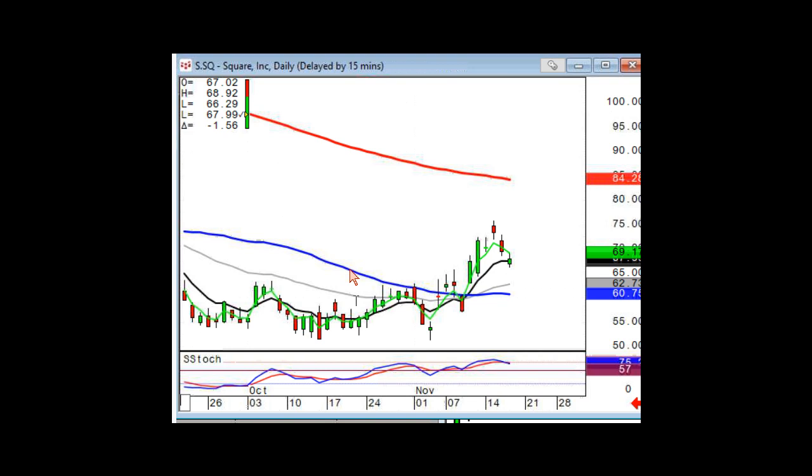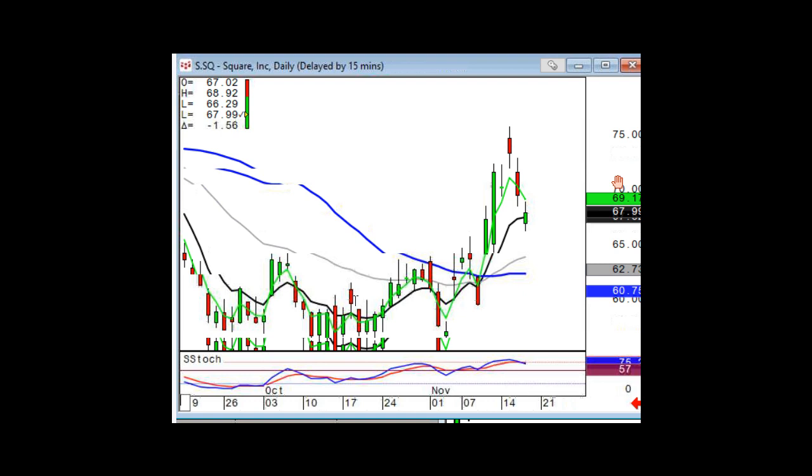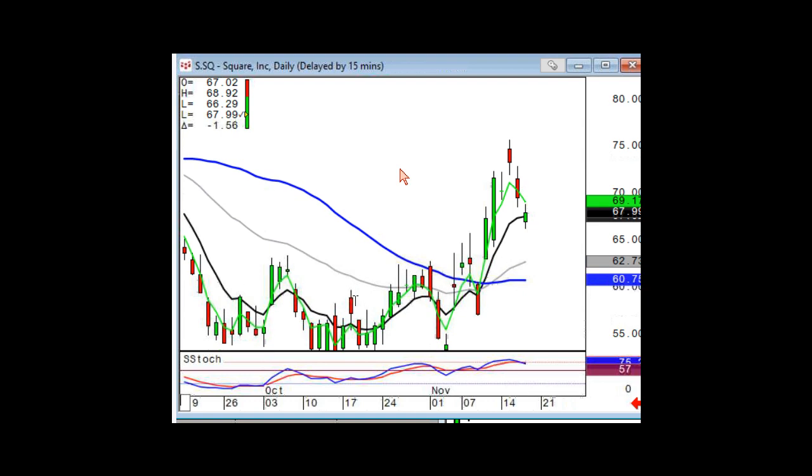Square. This one, very simple. It has to open positive if you're long to maintain that kicker signal. Just make this bigger. If it opens lower, close it out. Etsy.